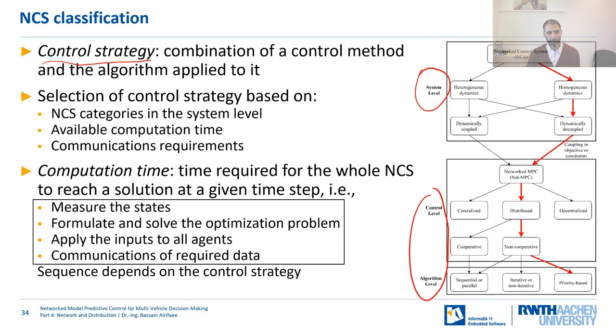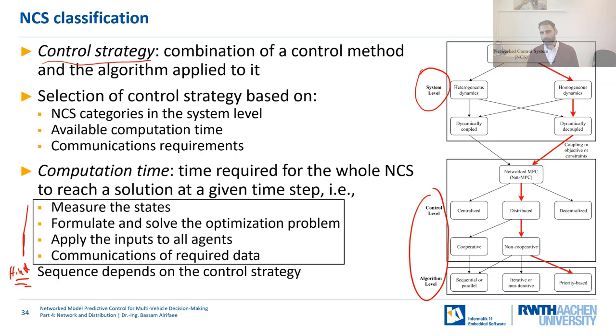The computation time is the time required for the whole NCS to reach a solution at a given time step, right? So we measure states, we formulate and solve our optimization problem, we apply the inputs to all agents and communicate the required data. And here a hint, the sequence of these steps depends on the control strategy. Here, these steps are not a sequence, just a list, right? This is important to know.